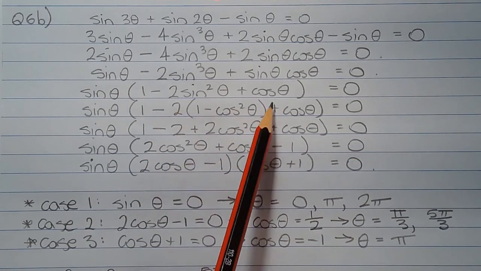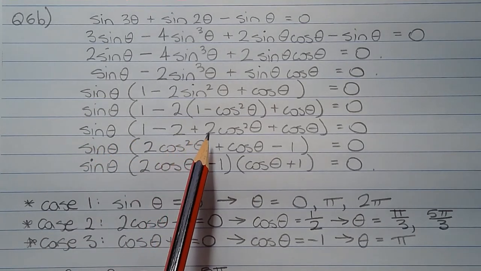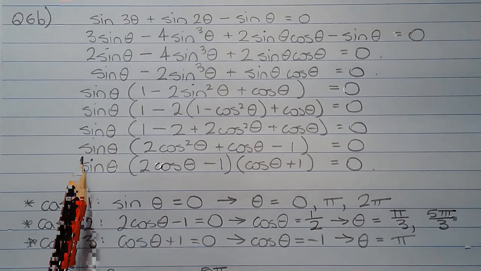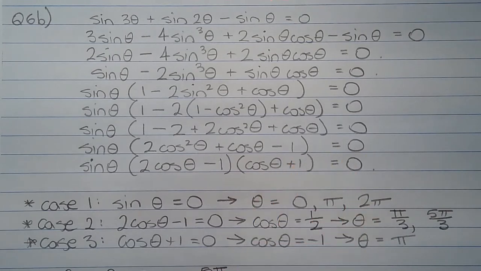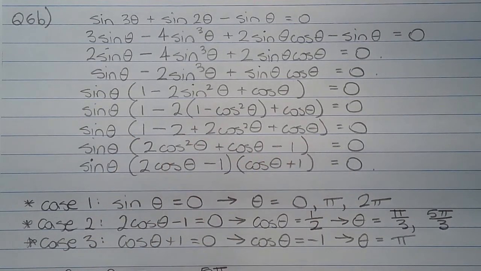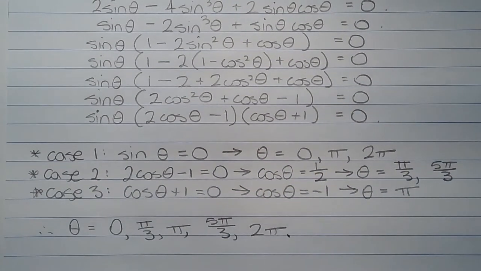Expanding the brackets here, the equation now is sine theta multiplied by 1 minus 2 plus 2 cos squared theta plus cos theta equals 0, which simplifies to sine theta multiplied by 2 cos squared theta plus cos theta minus 1 equals 0. Now we have a quadratic expression inside the brackets here which can be factorized. So the equation now is sine theta multiplied by 2 cos theta minus 1 multiplied by cos theta plus 1 equals 0. And this forms three cases.